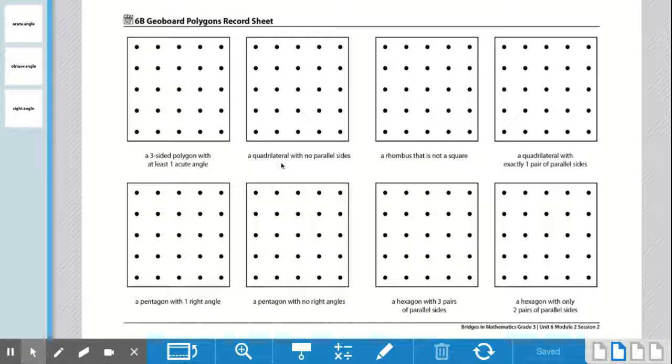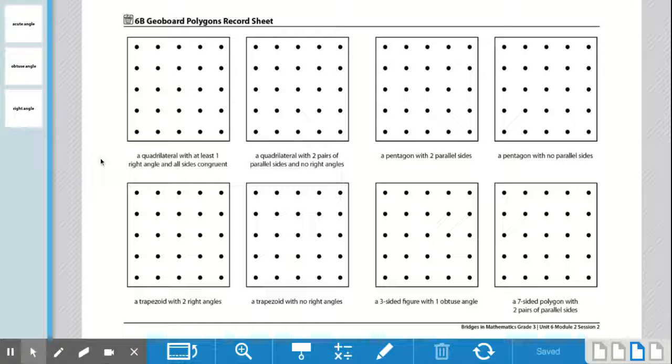I remember quadrilateral starts with quad. Like if I ride a quad, some of you said that you like to do, that has 4 wheels. So quadrilateral is a polygon with 4 sides. Parallel sides is if 2 pairs of lines that will never cross or intersect. A pentagon is a shape with 5 sides. Hexagon has 6 sides. Let's look at our next sheet.